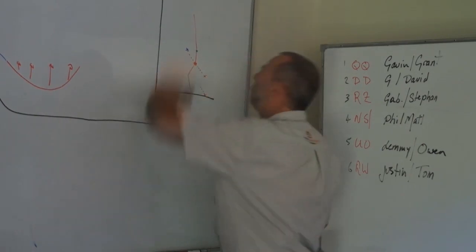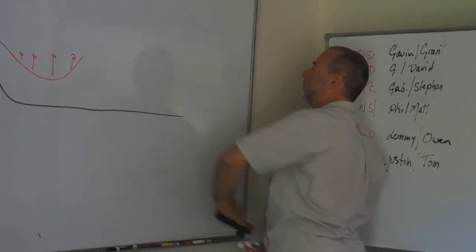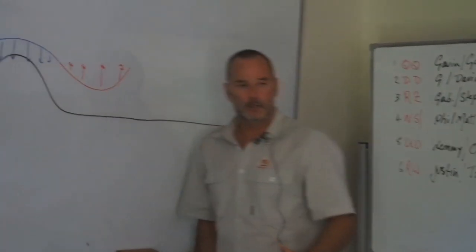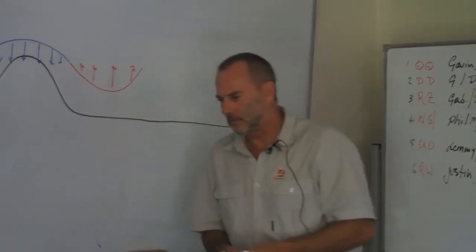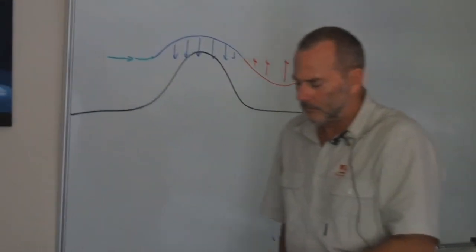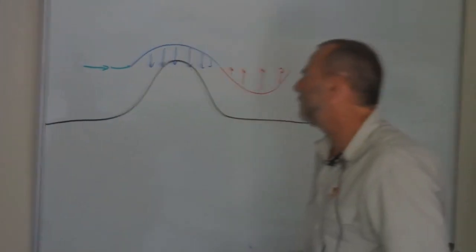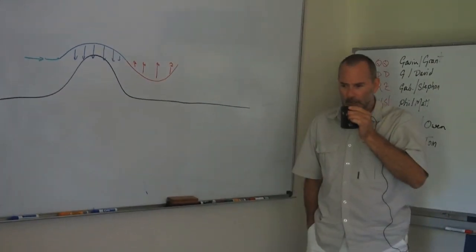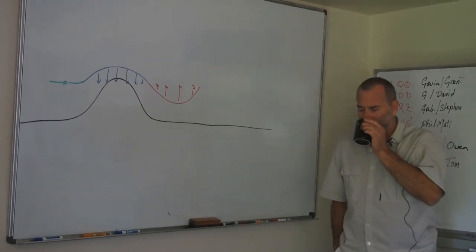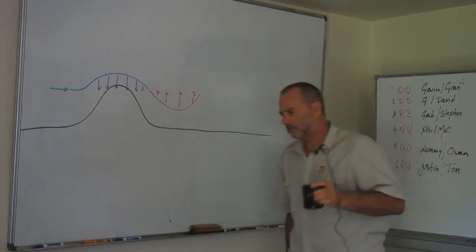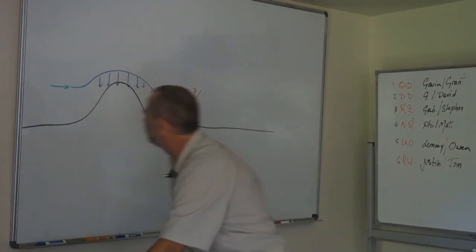So the wave is caused by temperature changes. How do we know this? Because of the behaviour of the air mass underneath the wave. And we'll talk about that in a moment.